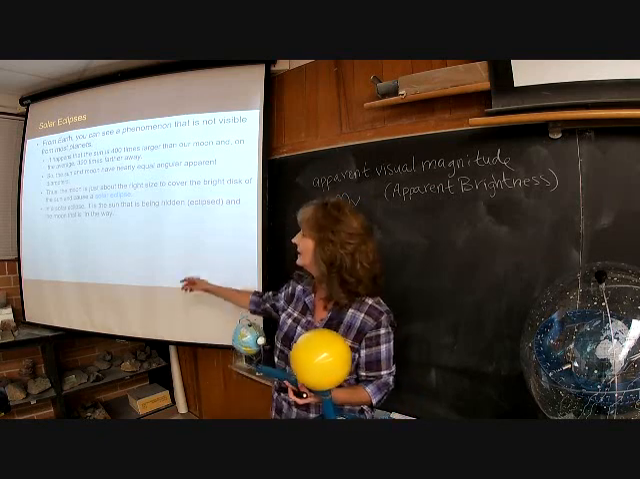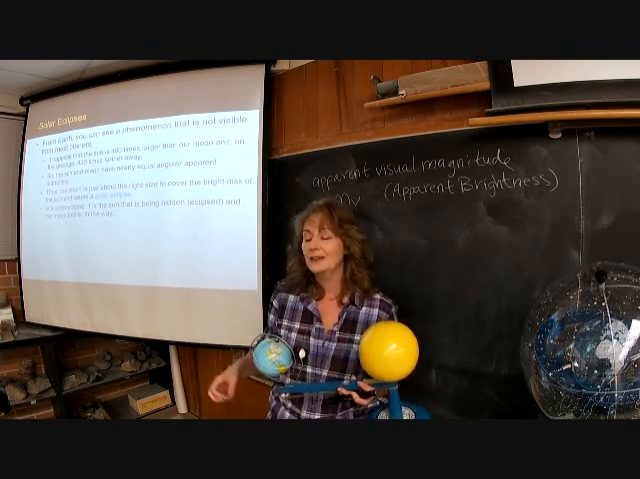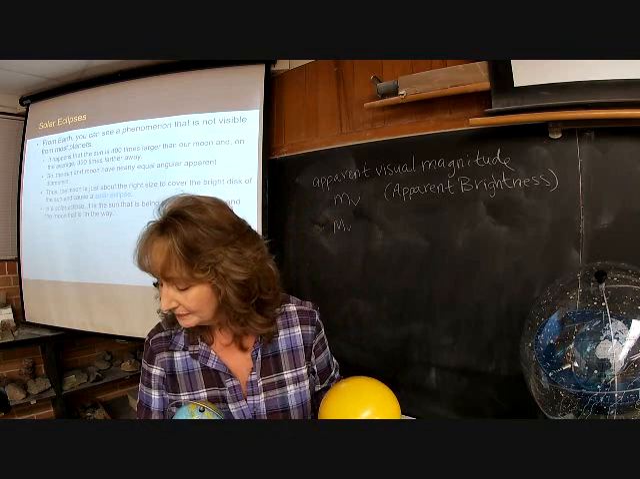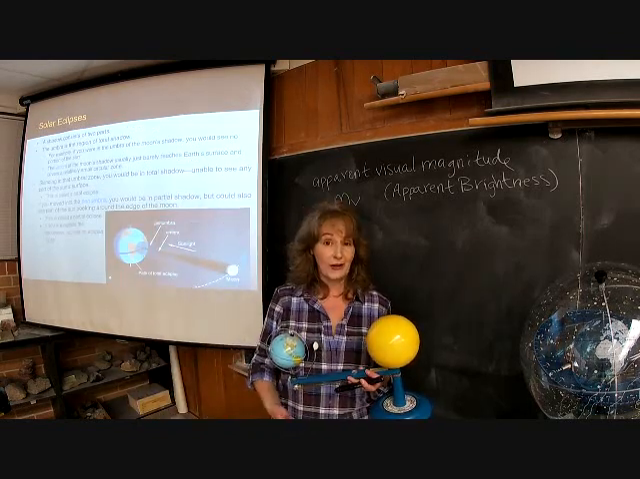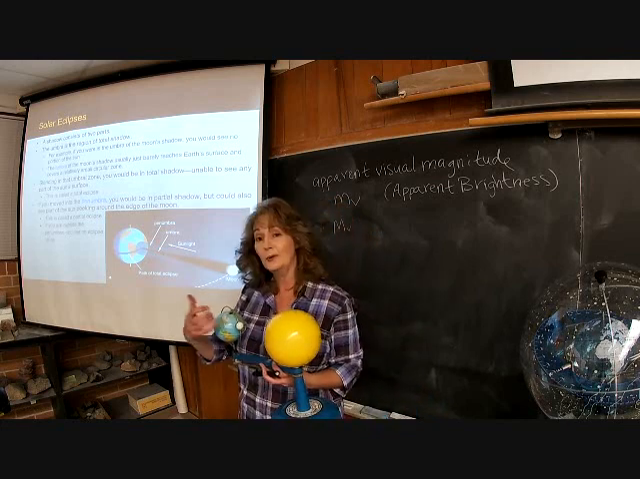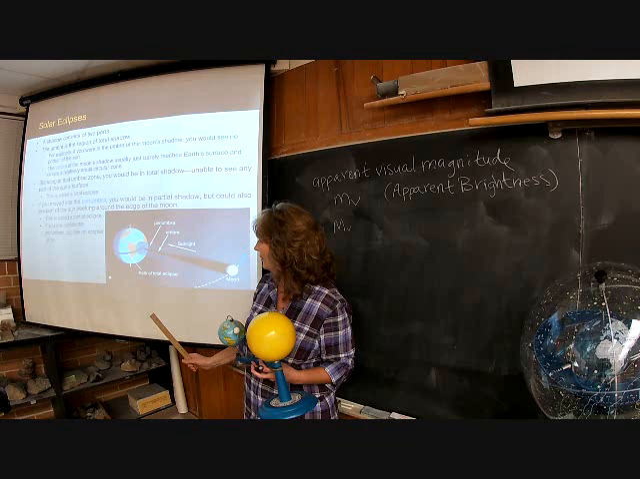So the sun's kind of being hidden, eclipsed by the moon. The moon's kind of in the way of it. I'll have some drawings there. But the umbra is the shadow, okay, that the moon is projecting onto the earth.